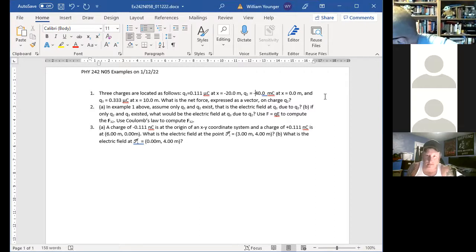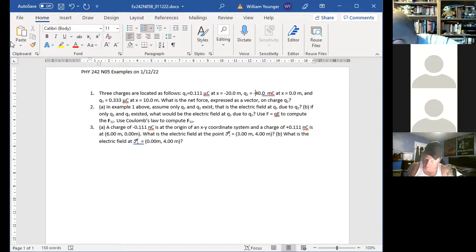And then the last one's only 10 meters away, and that's Q3. And Q3 has a magnitude of 0.333 positive microcoulombs. So I'll go ahead and draw my diagram.